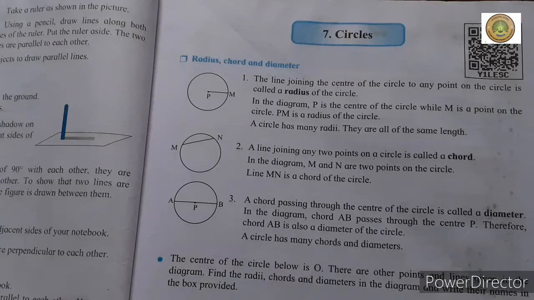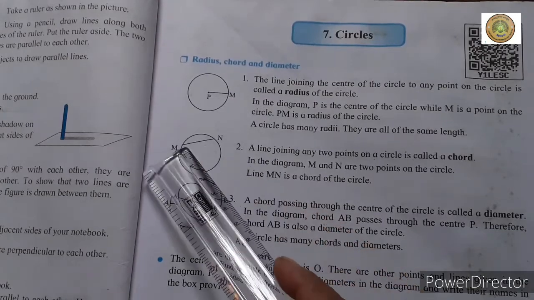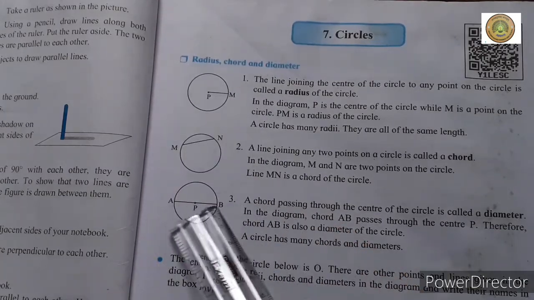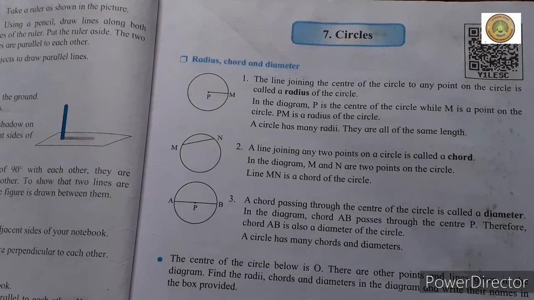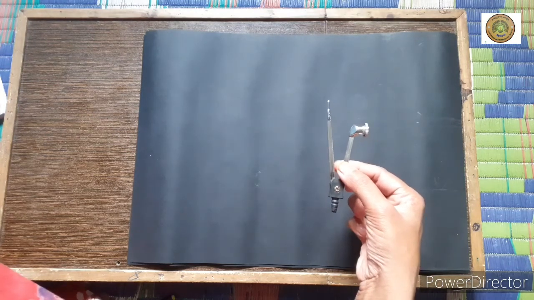Let's continue with lesson number 7, circles. In the previous video you learned radius, chord and diameter. So today you are going to learn drawing a circle. We use a compass to draw a circle.